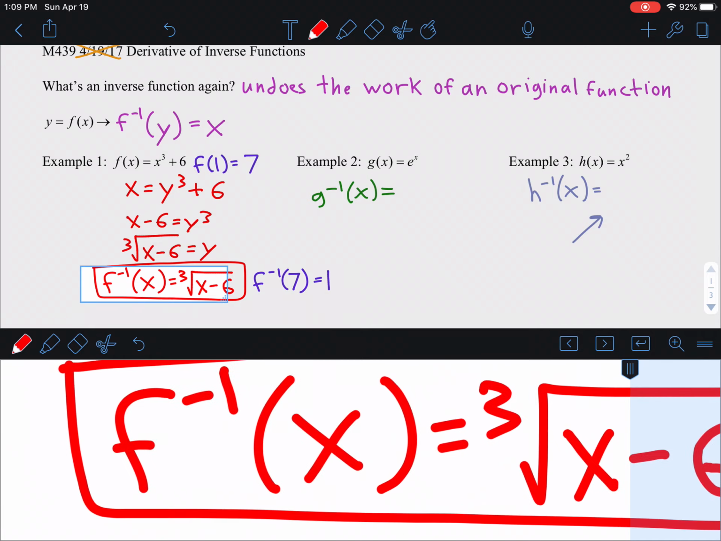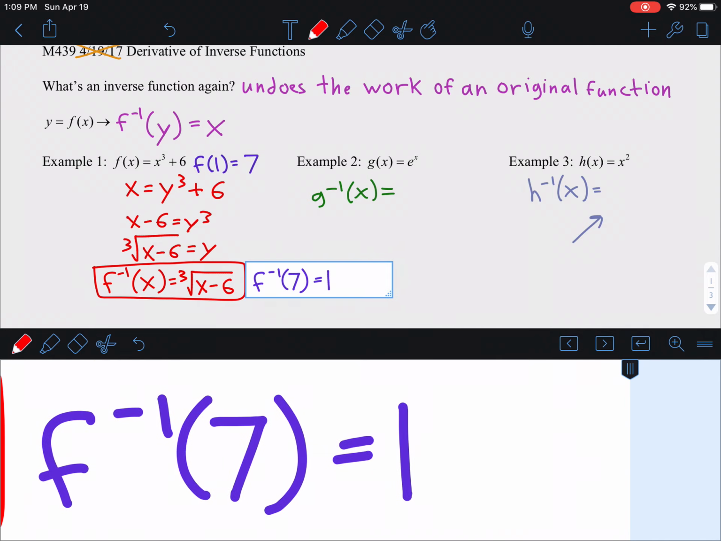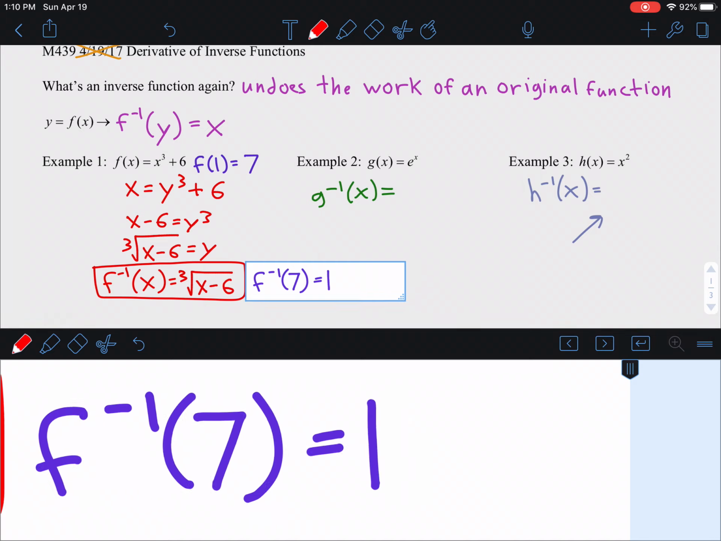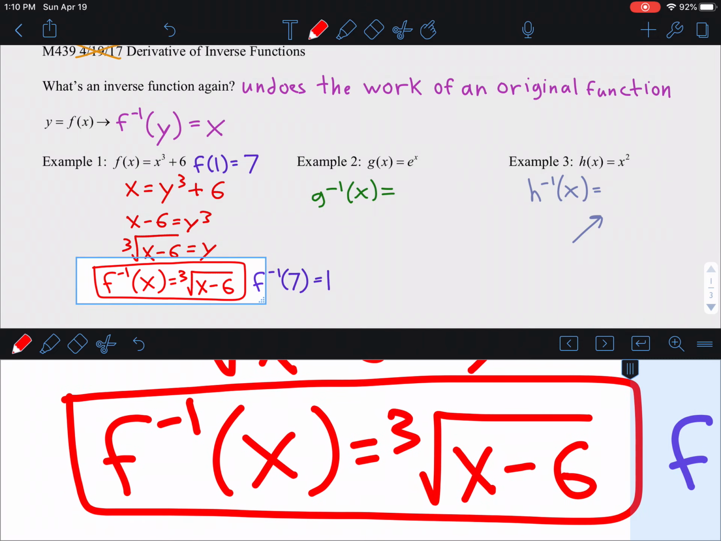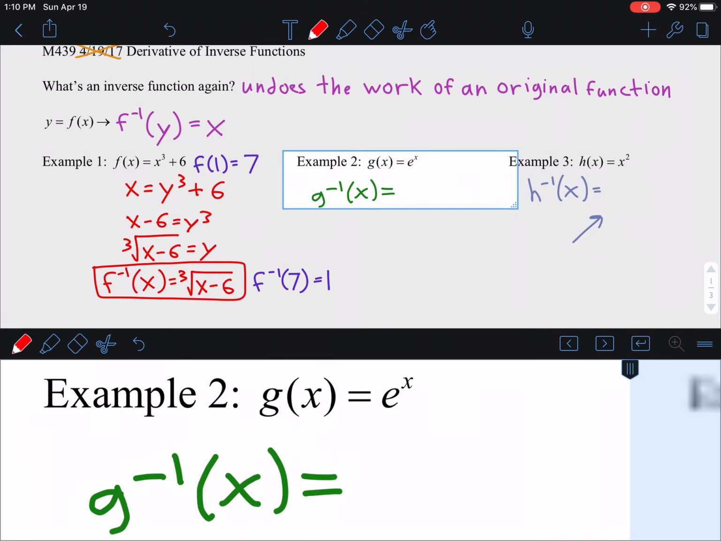Now, this by no means is the proof. Just because f inverse of 7 equals 1, you can think of infinitely many functions where you plug in 7 and get an output of 1. The proof is the steps here in red of getting the inverse function. So that's how you find an inverse function if you don't know it, but for some functions, you should already know what the inverse is.